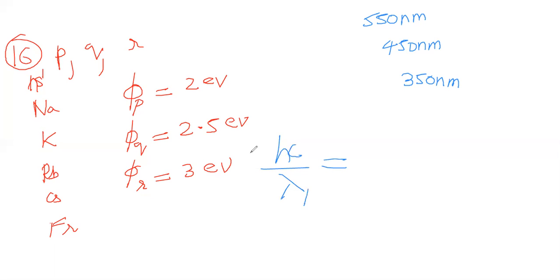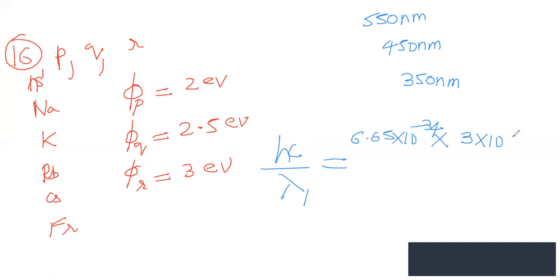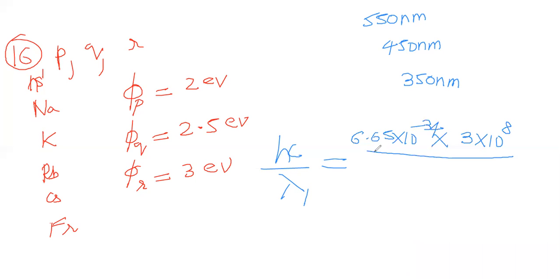So first one, h is 6.625 into 10 power minus 34. c is 3 into 10 power 8, that much you know. Divided by lambda, 550 nanometers, into 10 power minus 9. But I told you, we will get this in joules. We have to convert into electron volts. So we divide by 1.6 into 10 power minus 19. Is it or not?